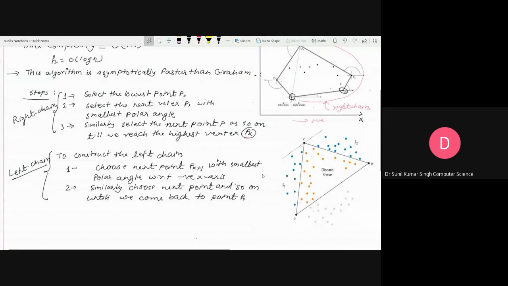So is it clear? If you have any doubt, you can ask.